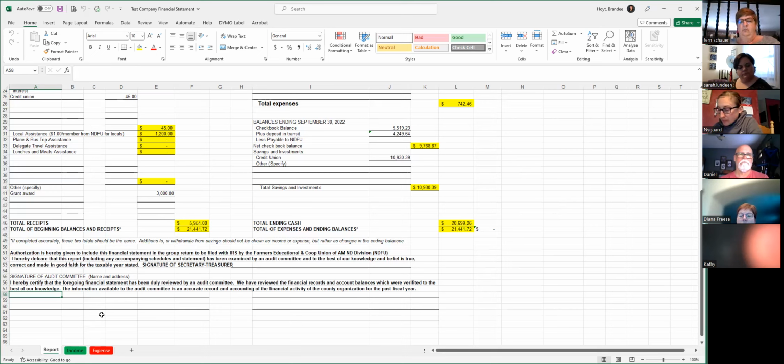And then really what they're going to do is just glance through, make sure everything seems reasonable, and everything has an expense associated with it, and it should be a legitimate expense with an invoice attached. If you need help or need a little more guidance on the audit committee, please reach out to me. I can definitely help you with that.